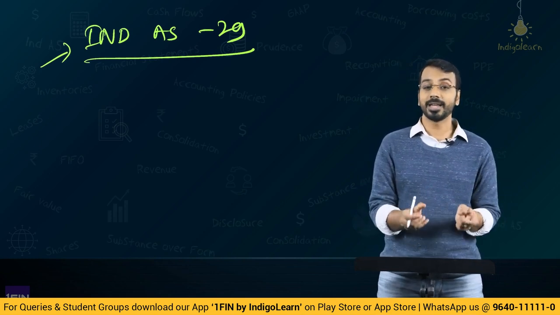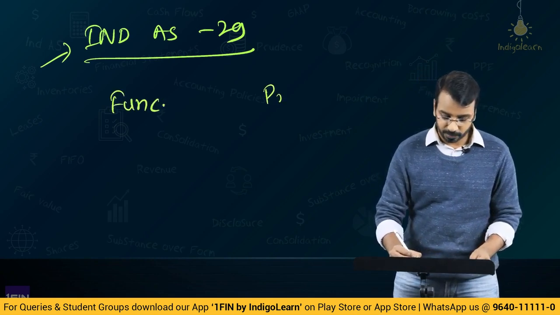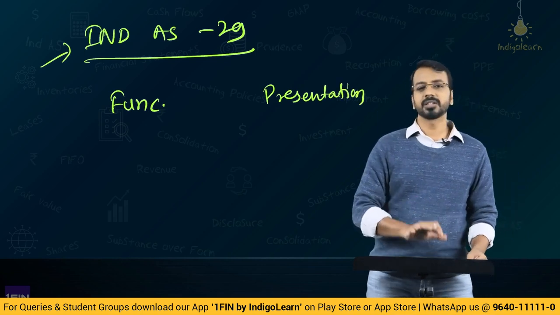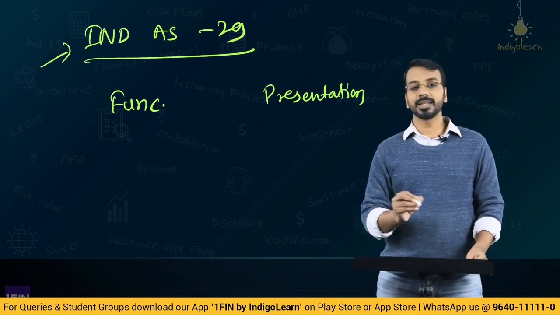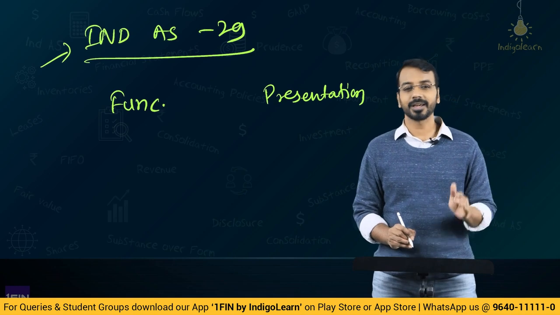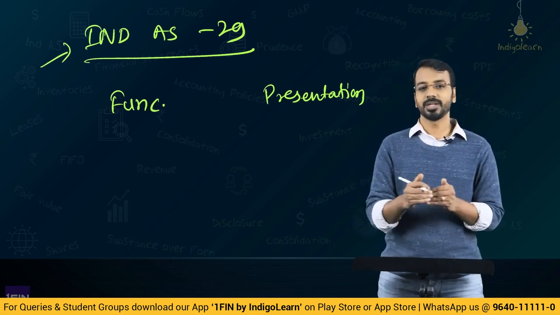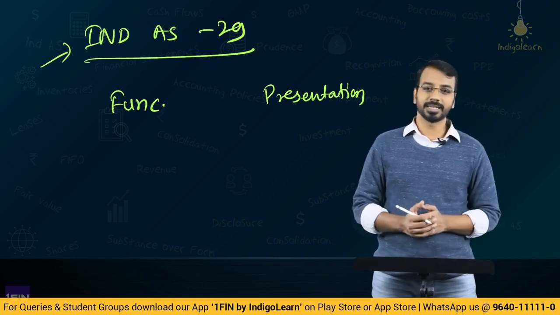Now, in IND AS 21, there could be a scenario where you have a functional currency and you have a presentation currency, and these are different. When the functional currency and presentation currency are different, we convert the functional currency amounts to the presentation currency amounts. For assets and liabilities, we take the closing rate. For P&L items, we take the rate on the date of transaction.